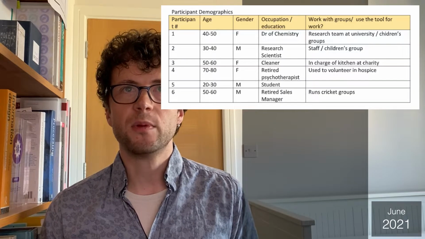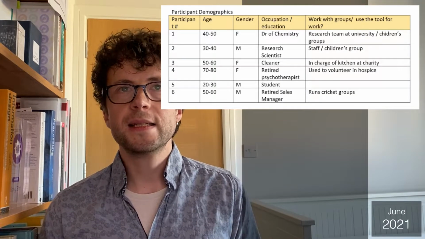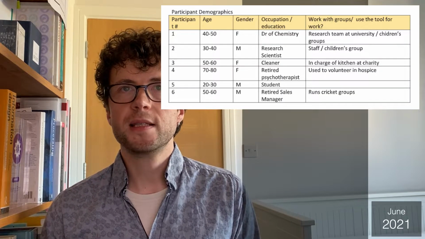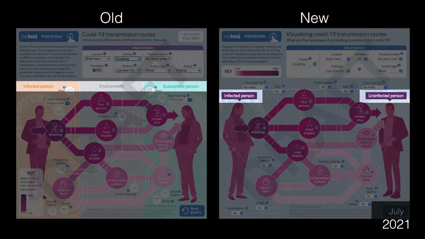We asked 6 people, with a range of different backgrounds, to sit down with the graphic and talk through their experiences using it. Following their feedback, we removed the 3 coloured panels in the background for the 3 different zones of the diagram. People didn't really notice it, and it was a layer of complexity that we didn't need.